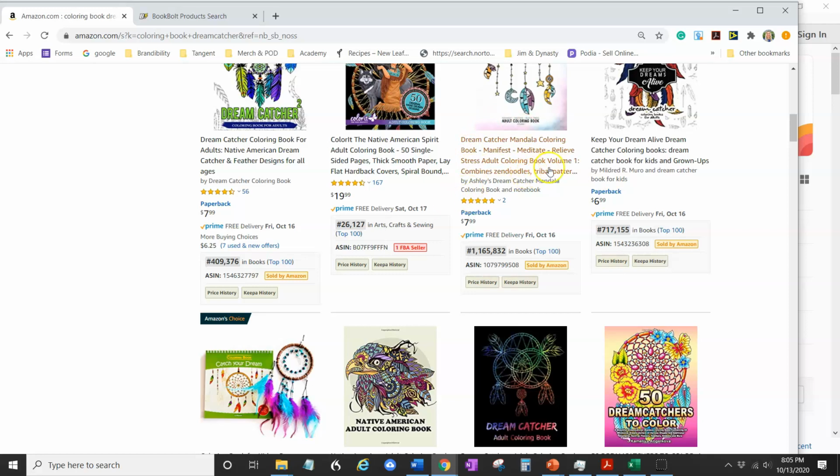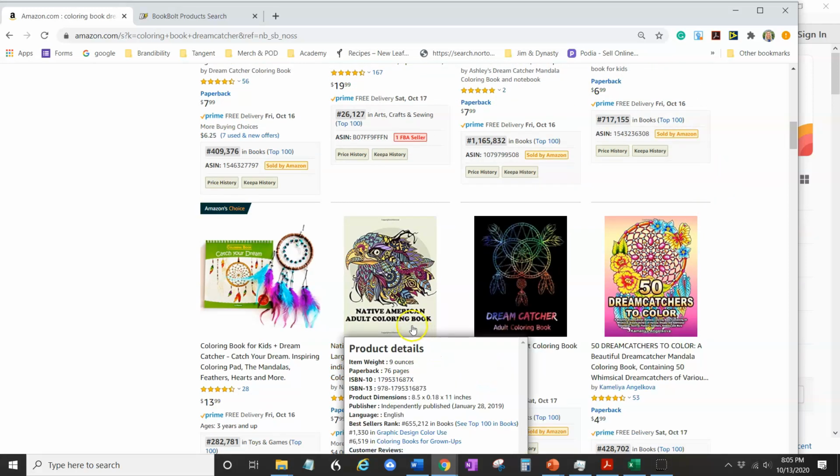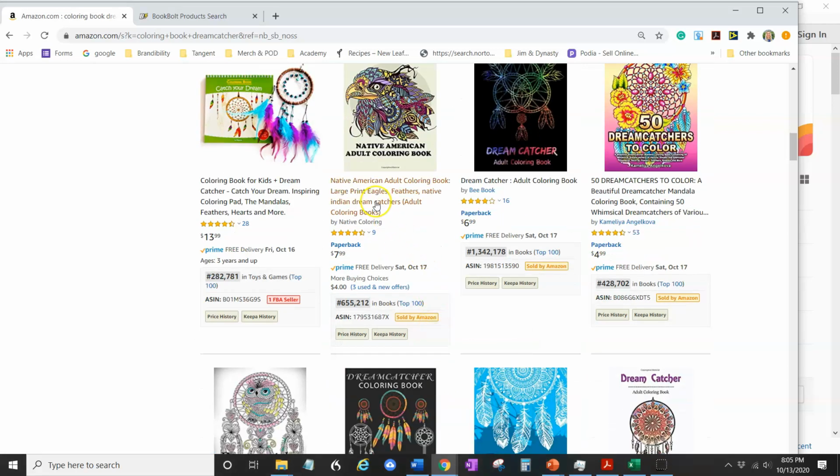This especially is keyword stuffing like crazy. You may not want to put all this in your subtitle, but you can definitely use these words in your backend keywords. Kids, grown-ups, adults, again, Native American. This one has eagles, so feathers, Indian, inspiring, catch your dream, to color, right? The word color versus coloring.